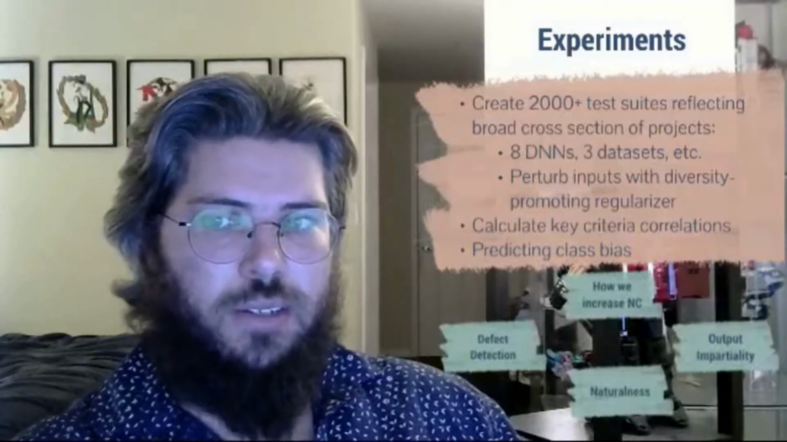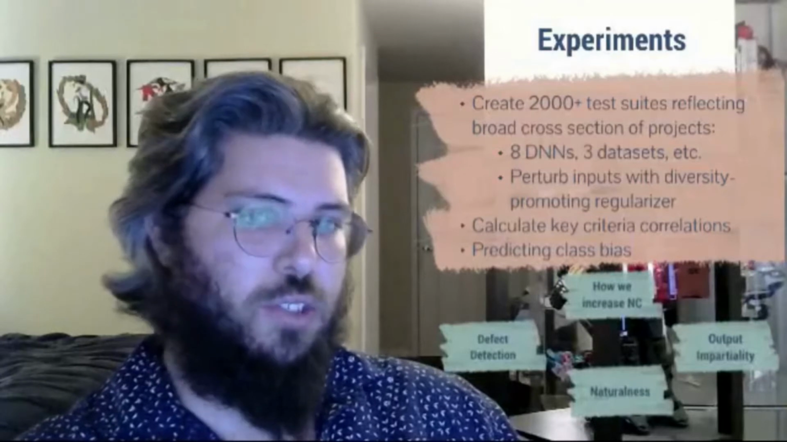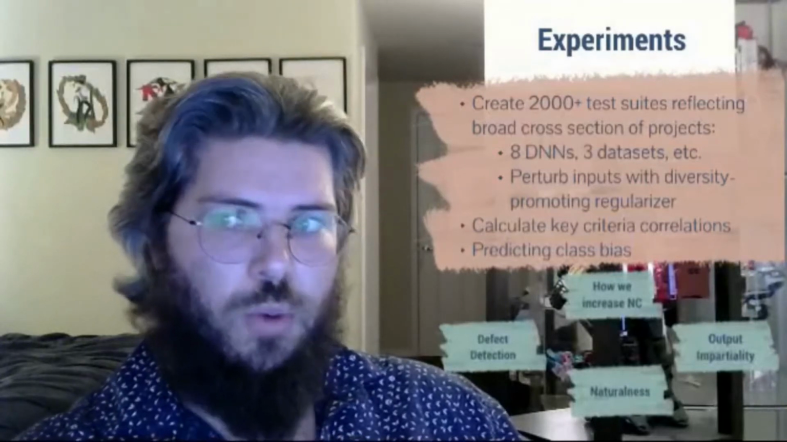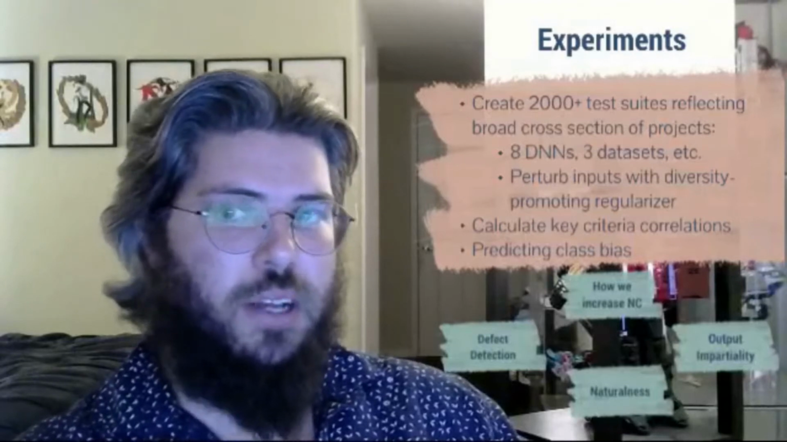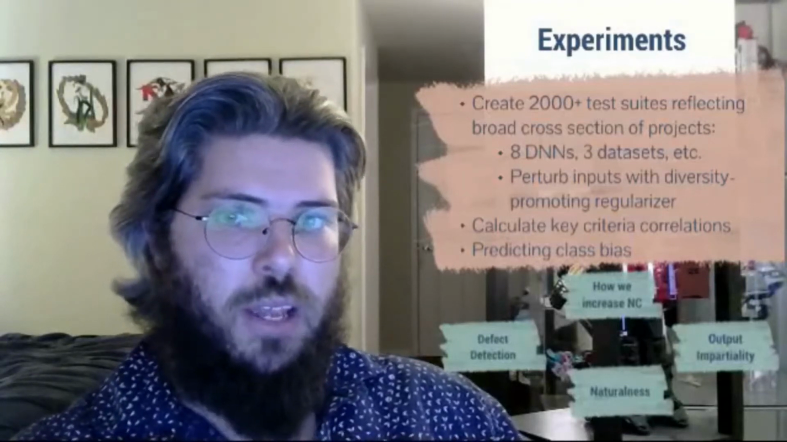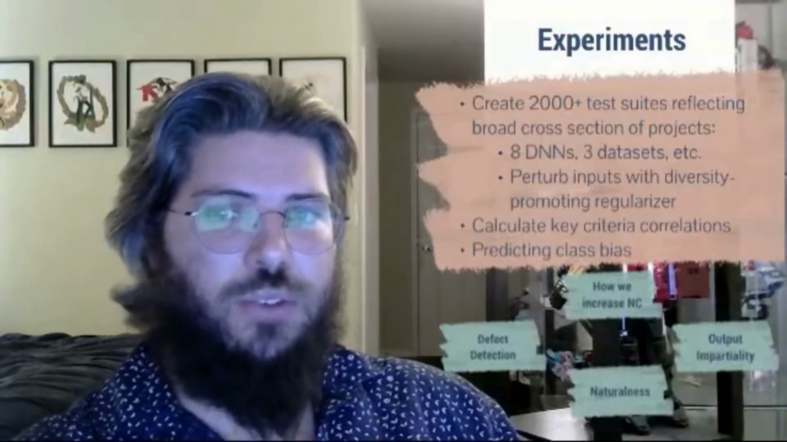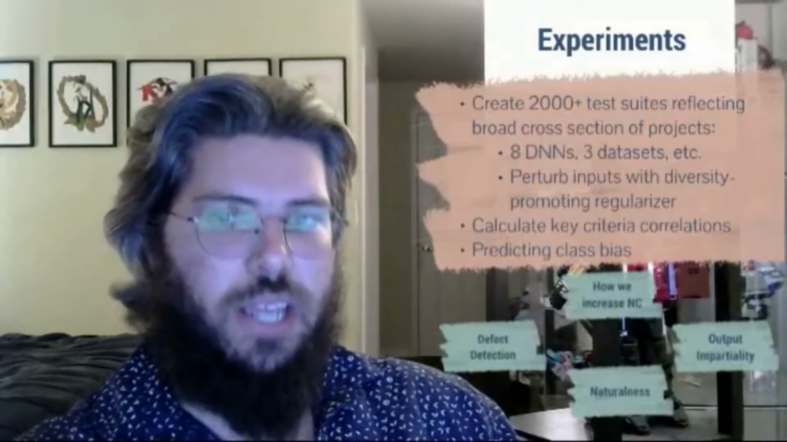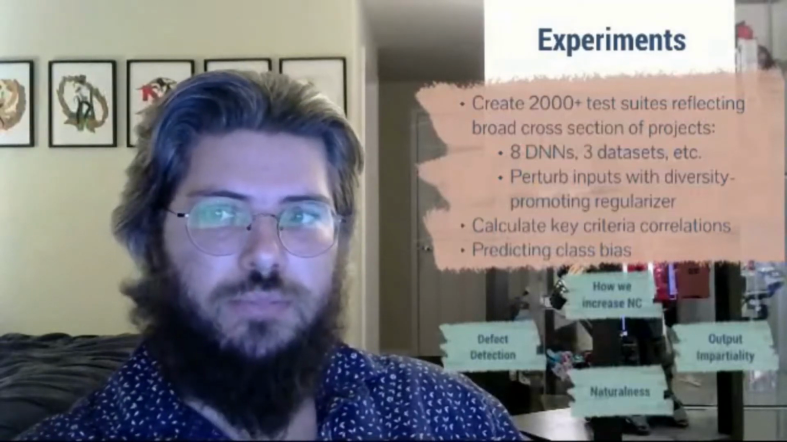Now, each test suite contains 100 inputs uniformly distributed between the classes. We then perturb those inputs using adversarial attacks, the CW attack and the PGD, extended with a diversity-promoting regularizer that increases neuron coverage while still inducing errors on realistic inputs. We'll talk more about that in a moment.